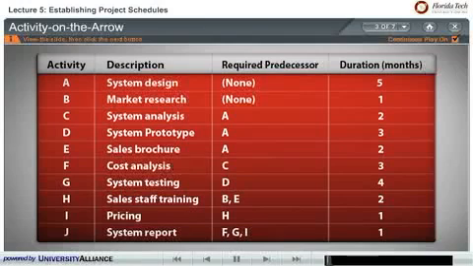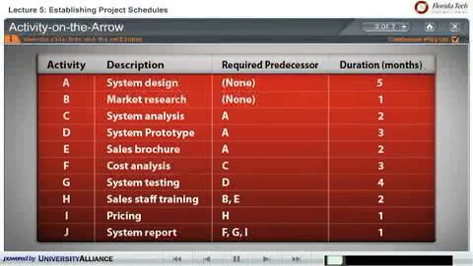Let's look at an activity on the arrow table. The first column is an activity column. In this particular case, this project has activities A through J. The descriptions each have their own unique name, followed by a column which is called required predecessor, and the last column is the duration, how long each of these activities actually take.